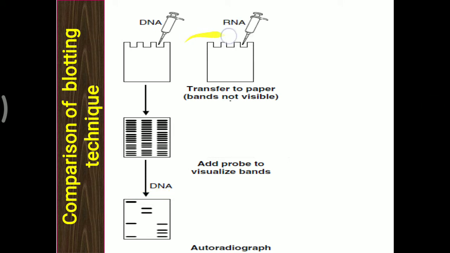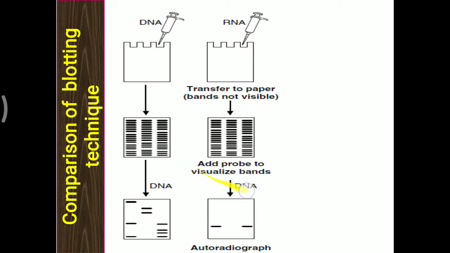Next, here RNA is separated over the gel electrophoresis. Again the band is not visible, but it will be visualized with the help of adding a probe. Here which type of probe is added? That is complementary DNA. This complementary DNA is generally produced complementary to the mRNA sequence with the help of reverse transcriptase enzyme. So here again, a DNA, particularly a complementary DNA probe, is added.